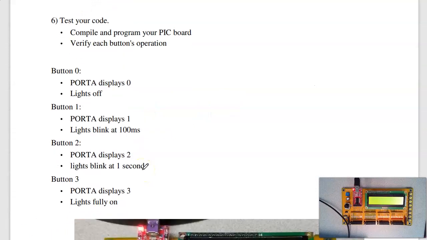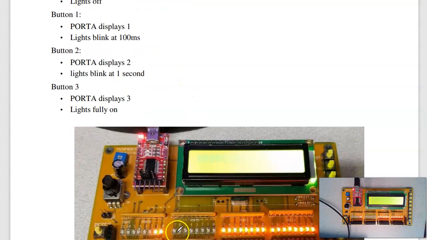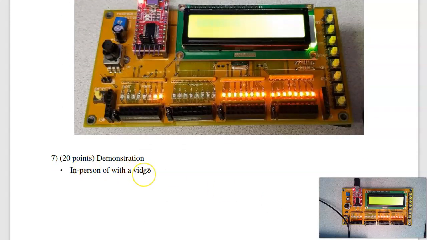For problem 6, that's tester code. That's kind of what I was doing here, checking the different buttons, making sure I am in the right mode, then checking the lights to see if they're on or off. If you have an oscilloscope, you can check the timing. Otherwise, you kind of ballpark it. And the last part is the demo, either in person or video or demonstrate on Zoom, any of those. So it's homework set number 3 for ECE 376.